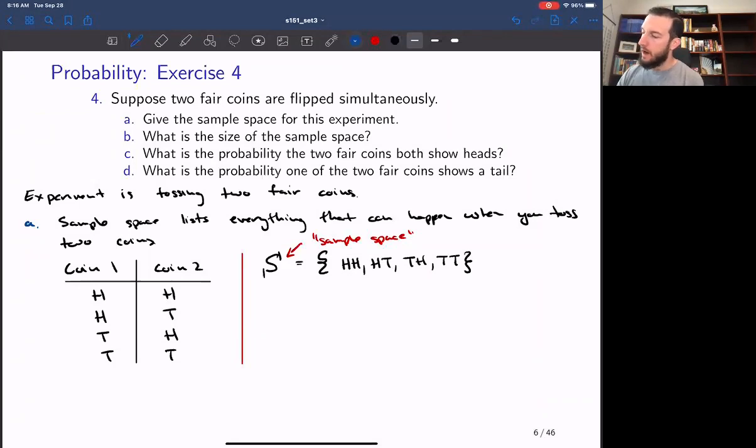Okay, either way, you can see here in part A, our sample space is composed of 4 different events. So the size of the sample space, which is part B, is capital N equals 4.